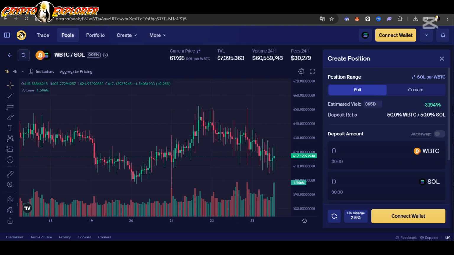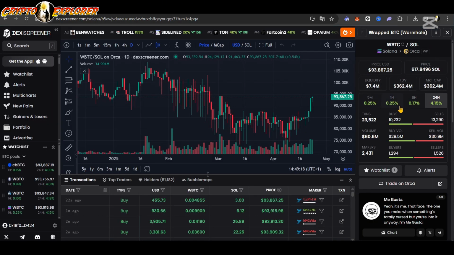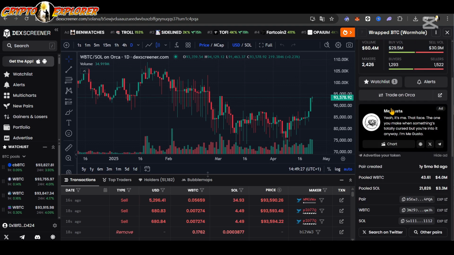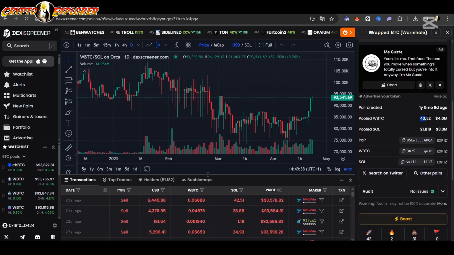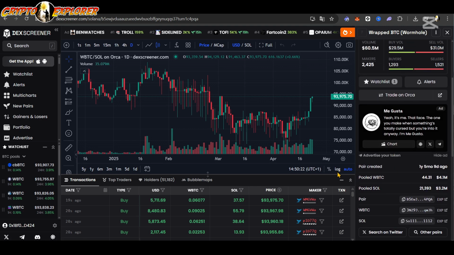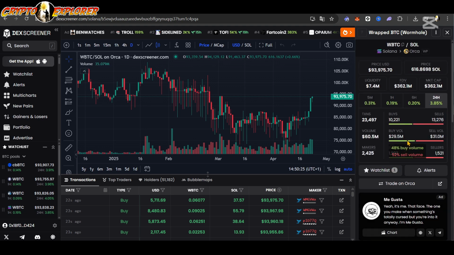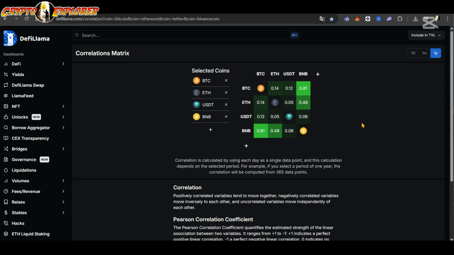You can still suffer from impermanent loss, but you can see here the composition of the pool. So we have 43 pooled Bitcoin and almost 22,000 pooled Solana. And this is the pool's balance, which will also change depending if Solana price is going up or down, if Bitcoin price is going up or down. The good thing about having two blue chip assets in the pool is that usually they will move together, and I'll show you that. This is the correlations matrix on DeFi Llama.